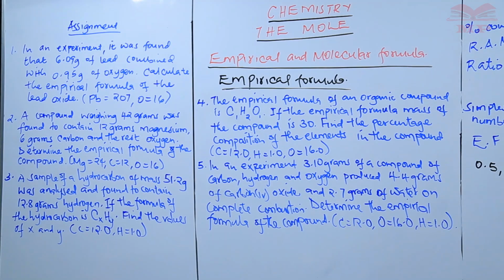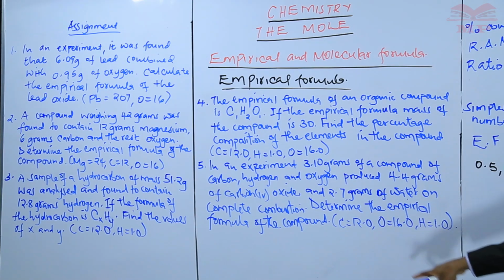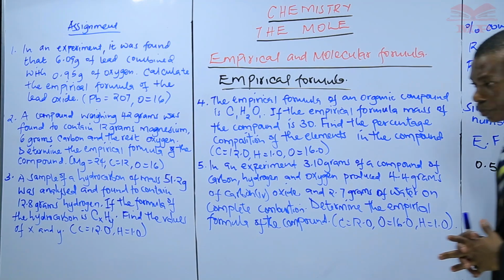And the last question is, in an experiment, 3.1 grams of a compound of carbon, hydrogen, and oxygen produced 4.4 grams of carbon dioxide and 2.7 grams of water on complete combustion. Then determine the empirical formula of the compound. The relative atomic mass of carbon is 12.0, oxygen is 16.0, and hydrogen is 1.0.